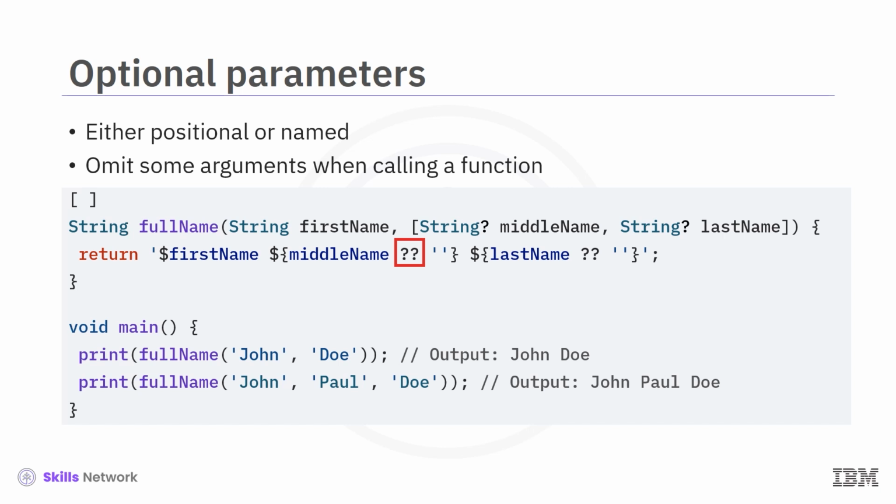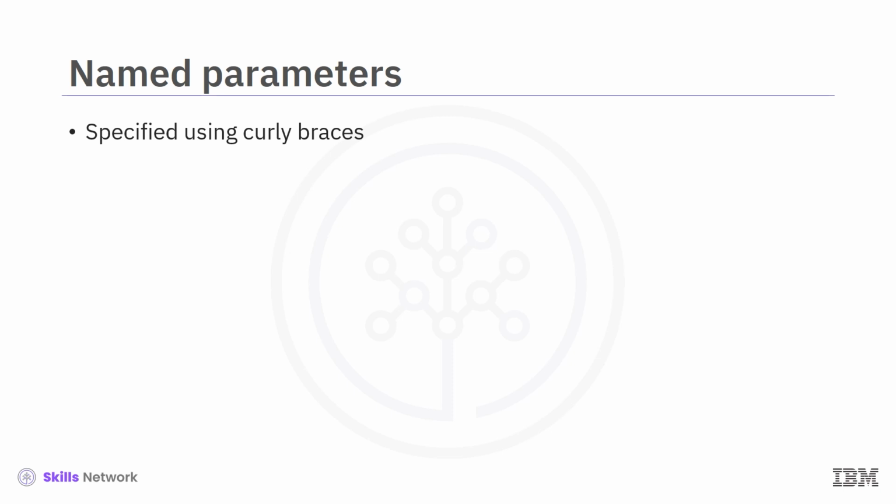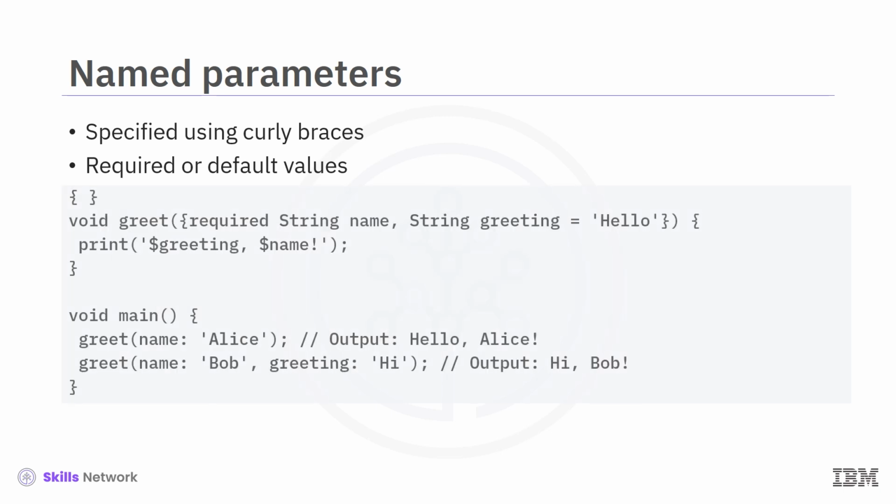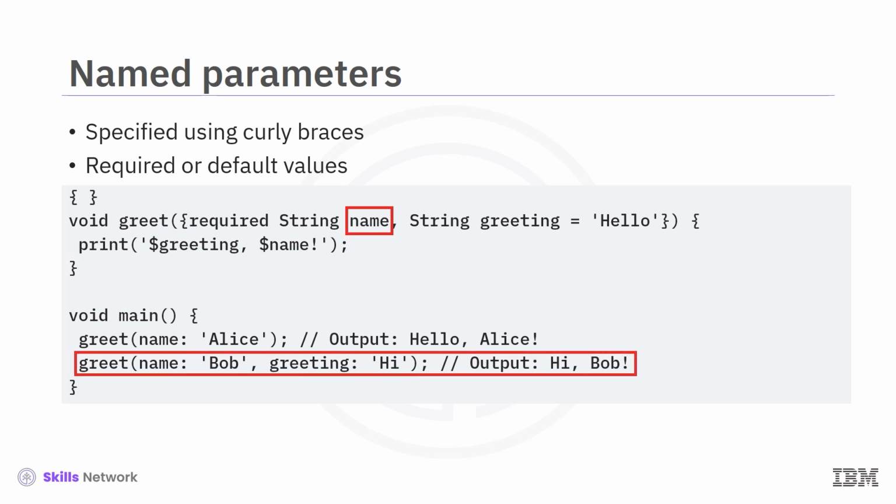Named parameters are specified using curly braces and can be made required or given default values. They are called by name when invoking the function. In this code, the greet function has one required named parameter, name, and one optional named parameter, greeting, with a default value. The required keyword indicates that the name parameter is required. When calling greet, you must provide a value for name, but greeting is optional.